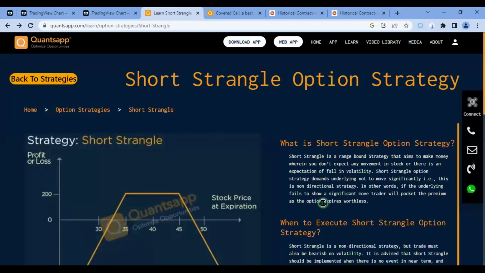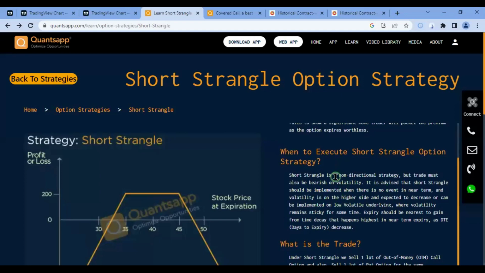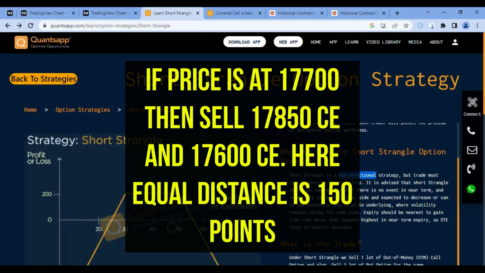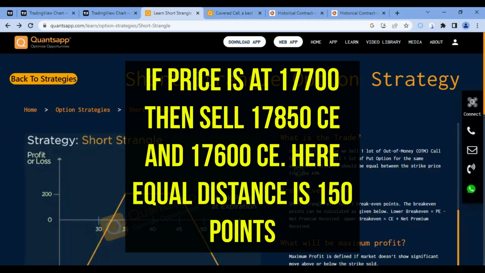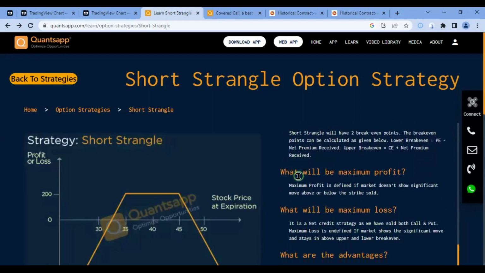You can read it here. When the market is sideways, this is a non-directional strategy, so let's say the market is here, you have to short strikes at equal distance. Okay, so on the next day after forming an inside bar pattern, after we got a confirmation, we have to short the strikes with equal distance. Then only this strategy will work. Obviously there will be break-even points and there is a maximum profit and maximum loss for this one.